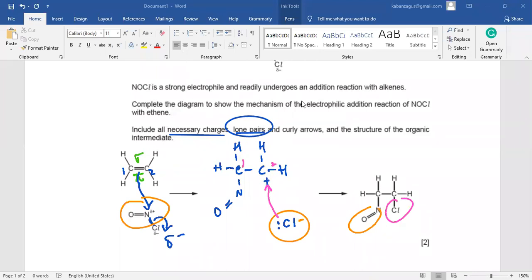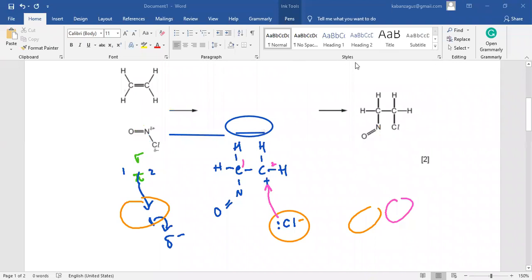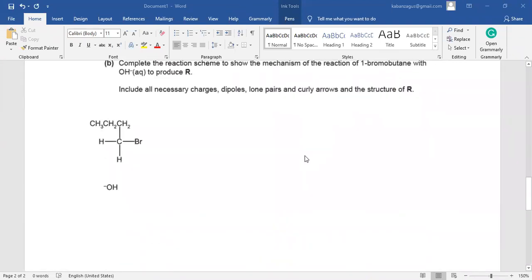All right, next let me just give you another example. Right now we're gonna have this reaction between one bromobutane with OH minus, right? And then it produces R. So similar to the previous questions, you are to determine the necessary charges, dipoles, lone pairs, curly arrows, and the structures of R. So how do we do this one?